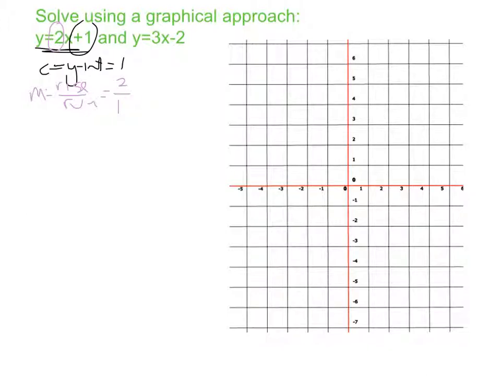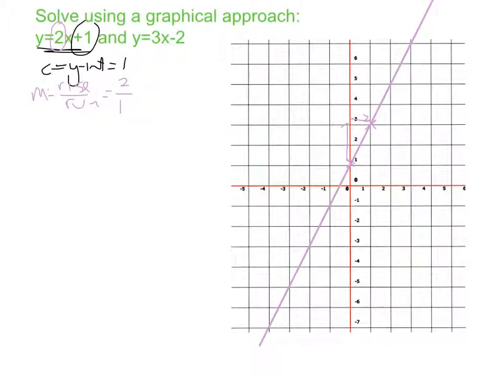So we have a y-intercept equal to 1, right there. And for the rise over run, we're going to go up 2 and across 1 to get to our second point. And now we need to draw a line through there. Let's see if I can do this. So there's the line for the first equation.